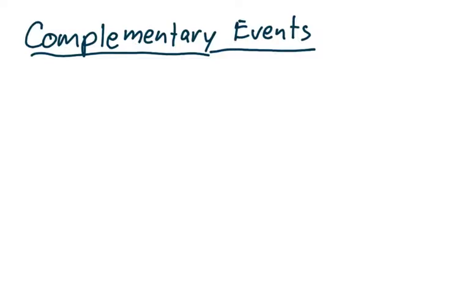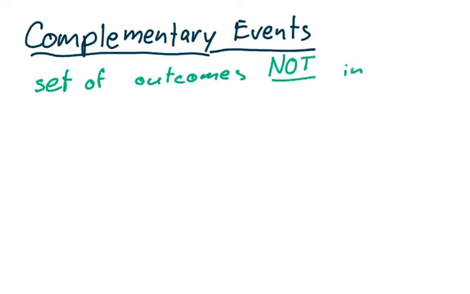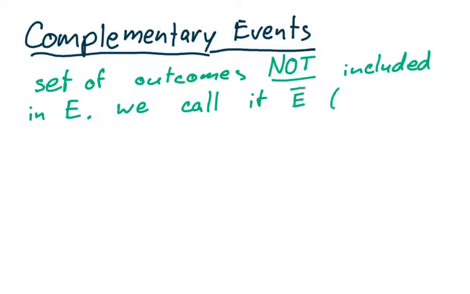And next, we'll discuss complementary events. So the complement of an event is the set of all outcomes that are not included in the event E. So we call this E bar. So that's an E with a bar over it. And that's how we pronounce it, E bar.